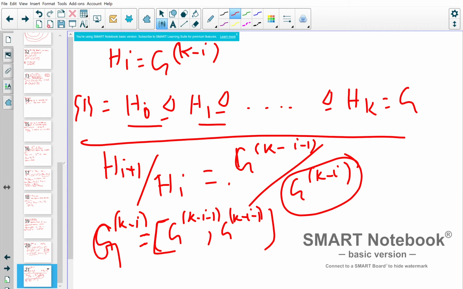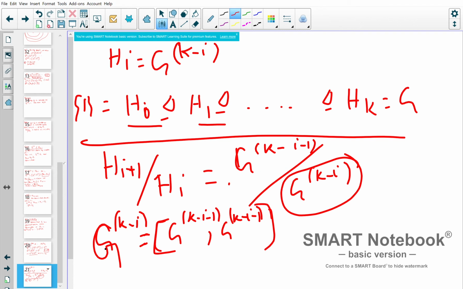Yes. And so hence this is a normal subgroup. Okay, so that is a property of commutators. We already proved it. So this commutator subgroup is a normal subgroup. Now why is this abelian?